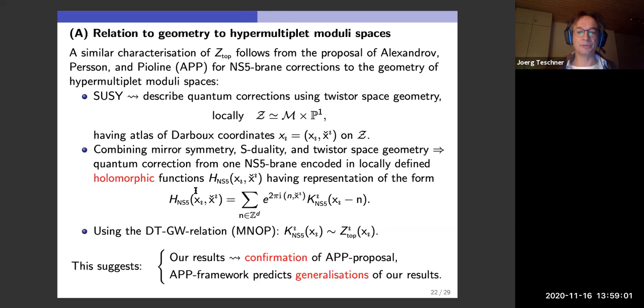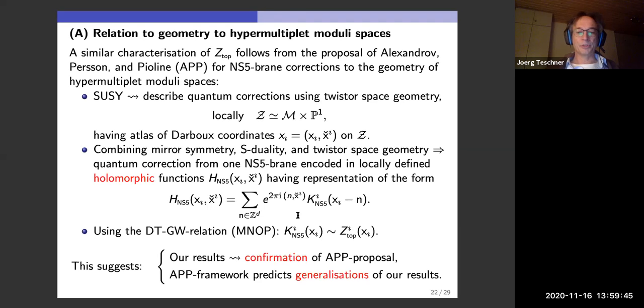But let's focus on the case of a single NS5 brane. Namely, they were arguing that the quantum correction for a single NS5 brane is basically fully encoded in some potential, namely locally defined holomorphic functions, which have a representation of a form that we've seen before. So I'm really trying to argue that this probably wants to be the same thing. Here we have a function depending on coordinates and momenta, having such a polarization in the system of Darboux coordinates. And then by essentially doing the Fourier expansion with respect to momenta, there's a function depending on coordinates only.